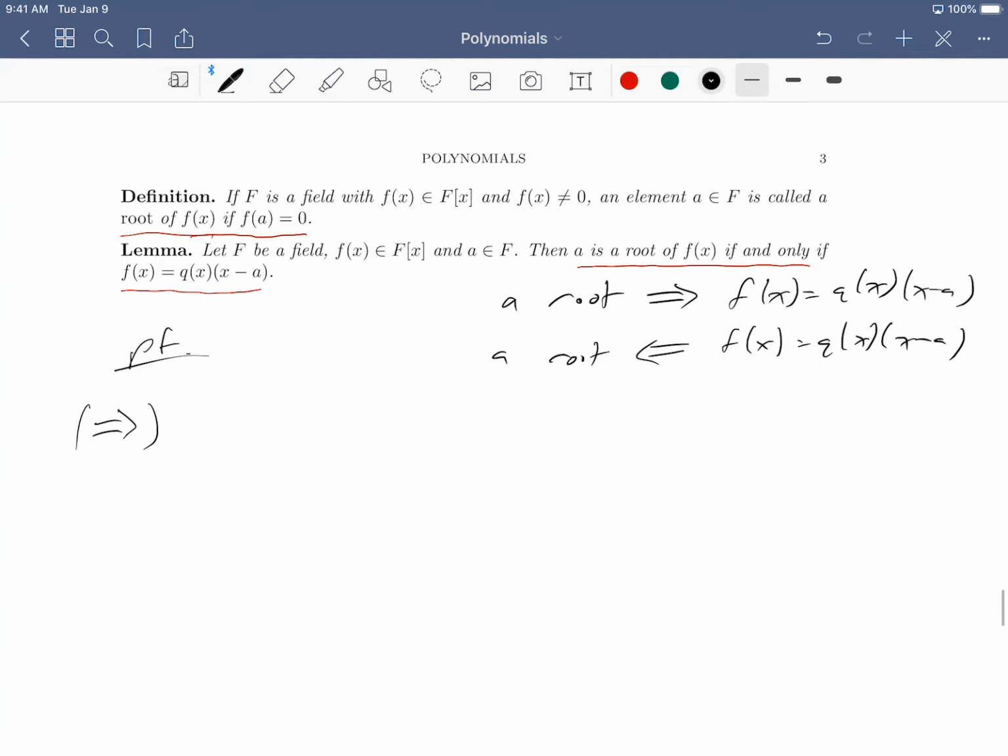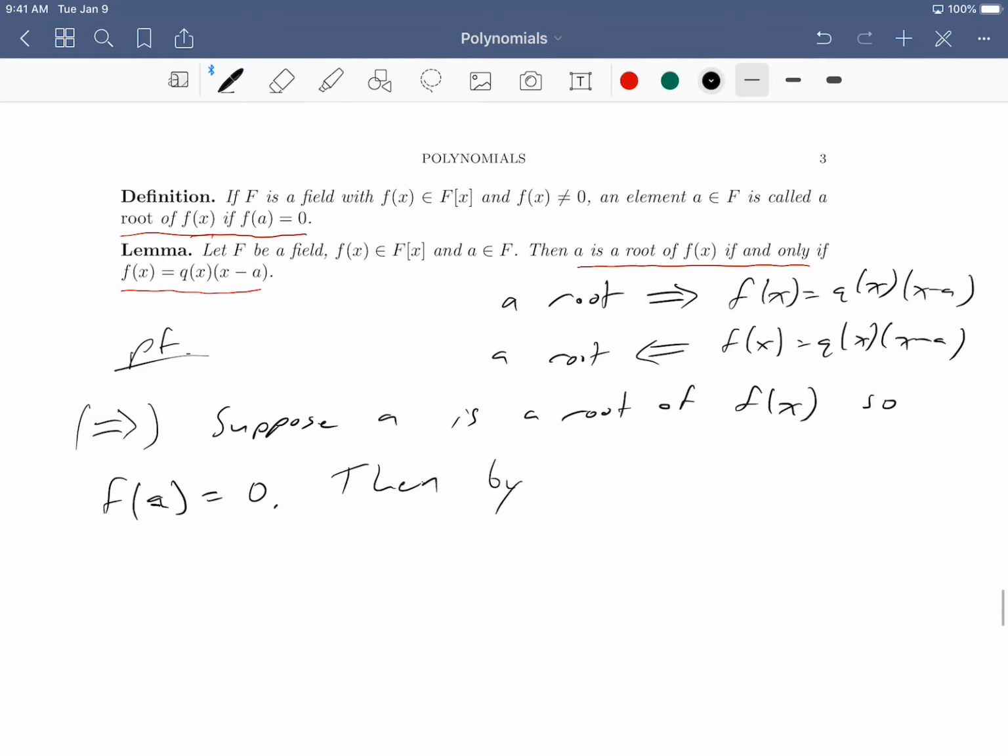So let's do the forward arrow first. We're going to assume the if. We're going to say assume a is a root of f of x, and what that means is that f of a is 0. Then by this lemma, and that previous thing was called the remainder theorem. I'm not sure if it's labeled that in the book, but that's what it's known by sometimes.